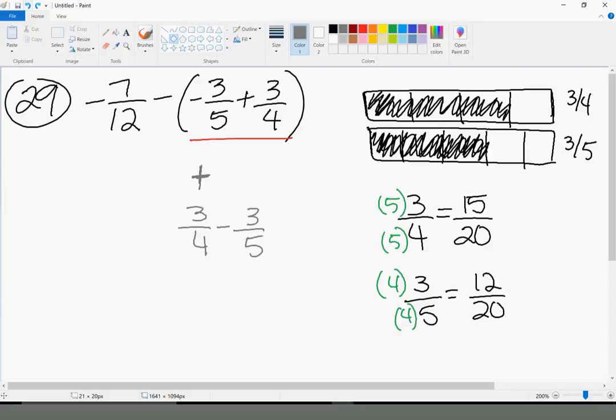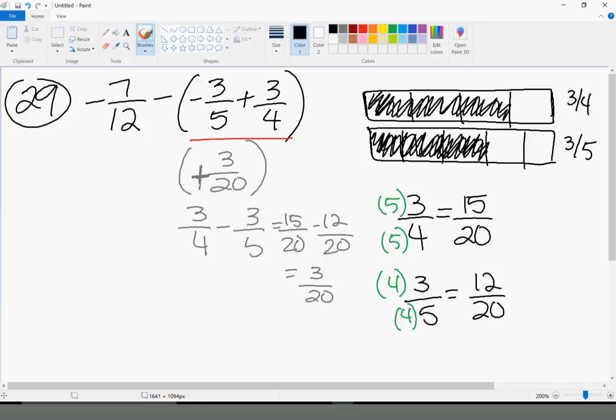So I'm going to subtract, we're going to say 3/4 minus 3/5. And I already got equivalent fractions. That's the same thing as saying 15 over 20 minus 12 over 20, which would be 3 over 20. So your final answer here is going to be positive 3 over 20. So let me take this over here and keep going.